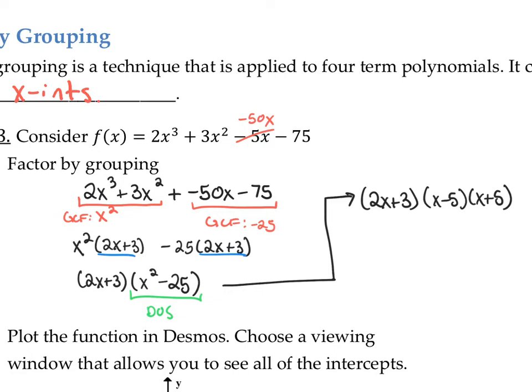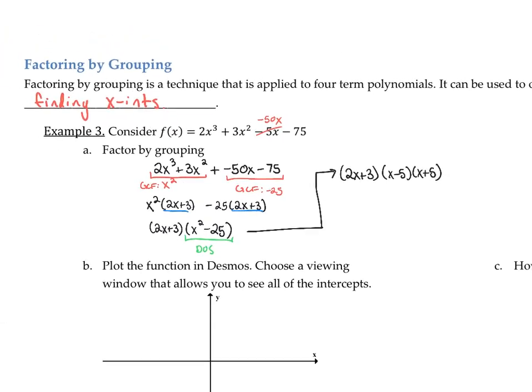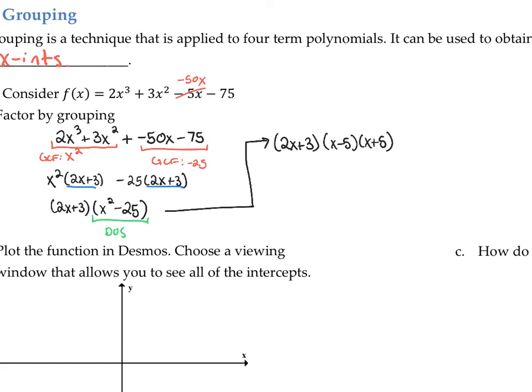Now the next directions say to plot this function in Desmos and choose a viewing window that clearly allows you to see all of the intercepts. So hopefully you already recognize that this factored form is going to tell me the intercepts. The intercepts are clearly 5 and negative 5. And on this one we have to do a little bit more work and set 2x plus 3 equal to 0. 2x is negative 3, x is negative 3 halves.